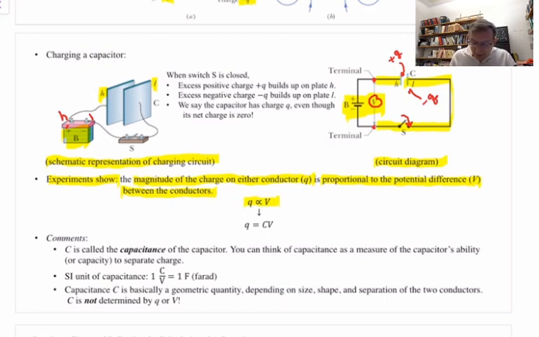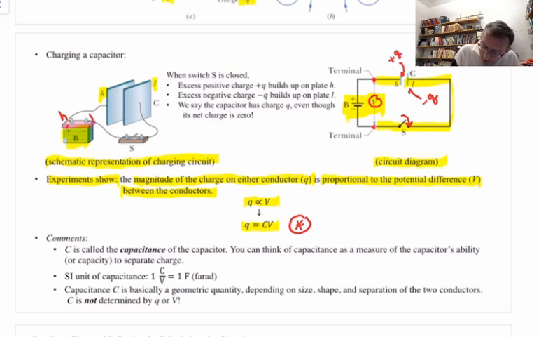So all you have to do is introduce a proportionality constant, and that's the symbol capital C. And then you've got a nice little simple formula between the magnitude of the charge on either conductor, the potential difference across the conductor that you could measure with a voltmeter, and this proportionality constant denoted by capital C.